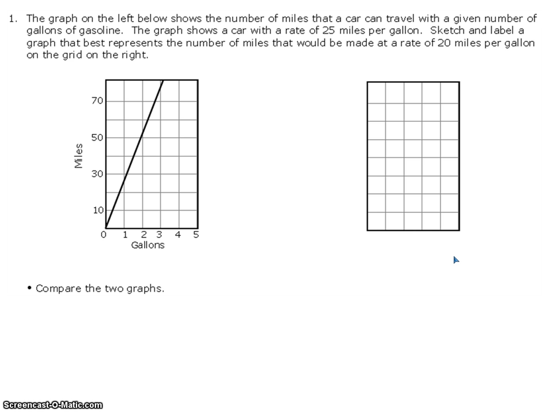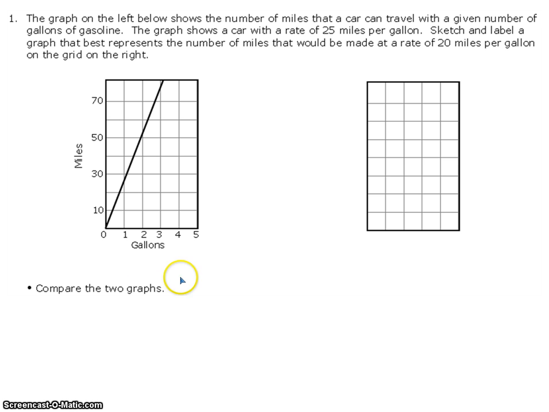Here, the first example says the graph on the left below shows the number of miles that a car can travel with a given number of gallons of gasoline. The graph shows a car with a rate of 25 miles per gallon. Sketch and label a graph that best represents the number of miles that would be made at a rate of 20 miles per gallon on the grid on the right.